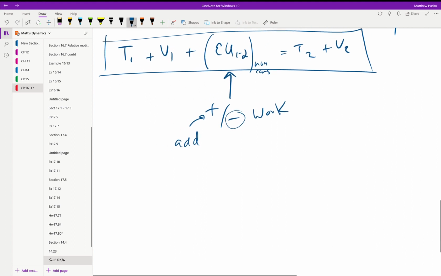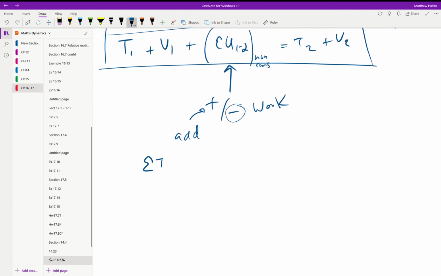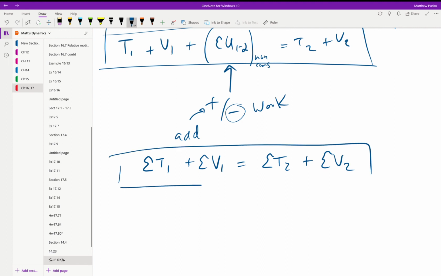And of course we can extend this to a system of particles. Alright, I think my video time is about to run out.